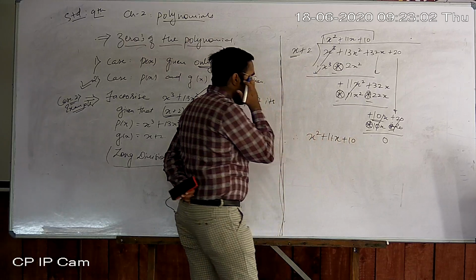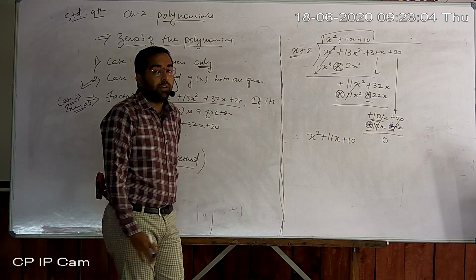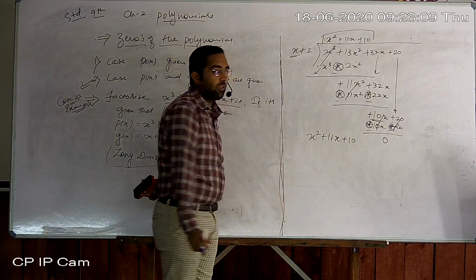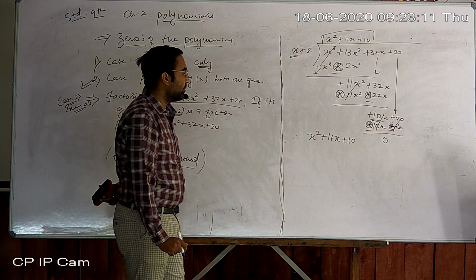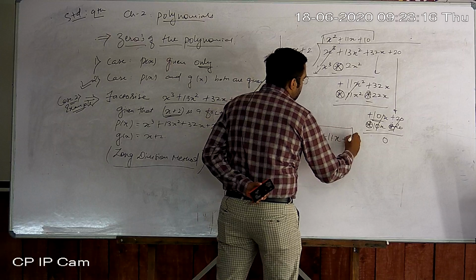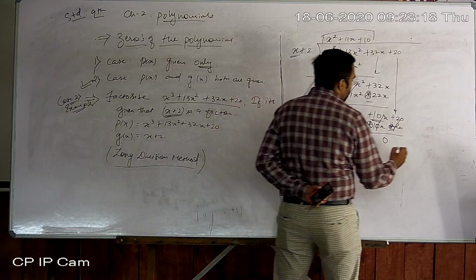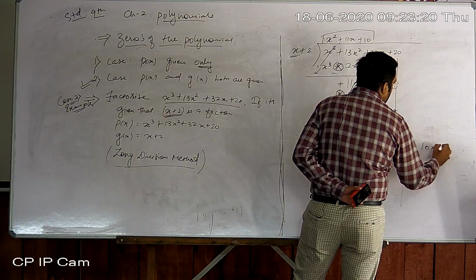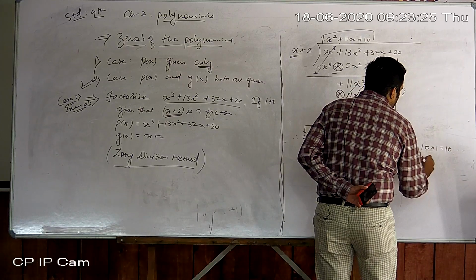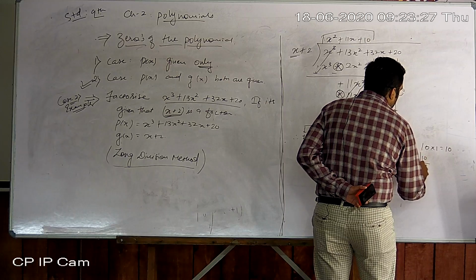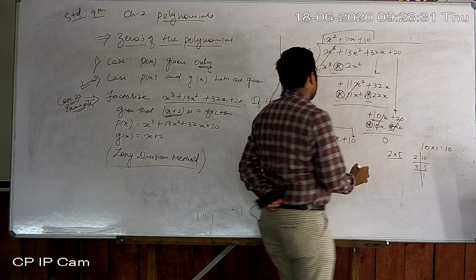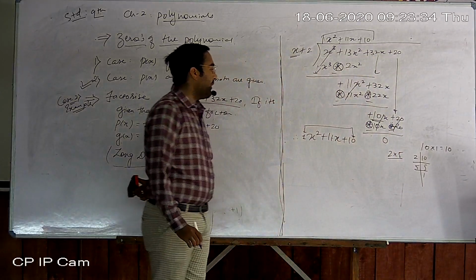Now factorize them using the middle term splitting method. Here is a 1, multiply first and last term, that is 10 ones are 10, and now factorize 10. When I factorize 10, here is 2 and 5, and 5 and 1. Here is 2 into 5.